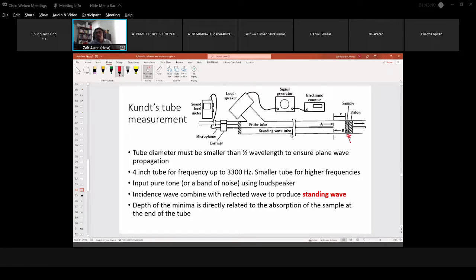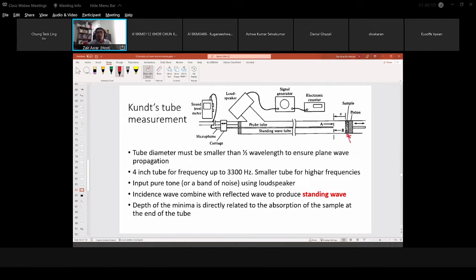The sound is moving in a plane wave motion due to the tube being used here. Of course, a smaller tube will be more effective in testing higher frequency compared to a larger tube. We will be generating a tone using the speaker. This sound will hit the sample and reflect back, and at a certain instant we have what we call a standing wave.